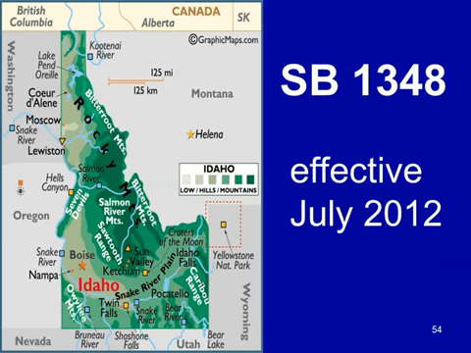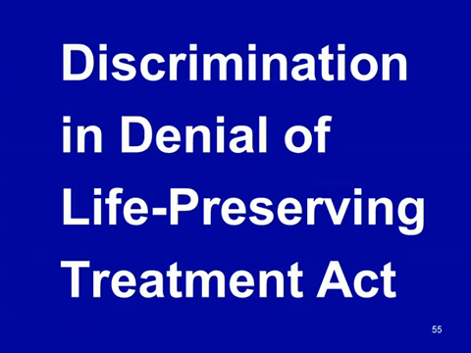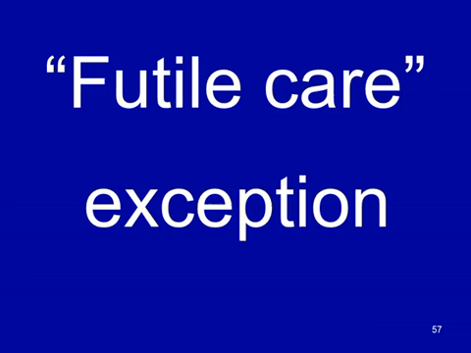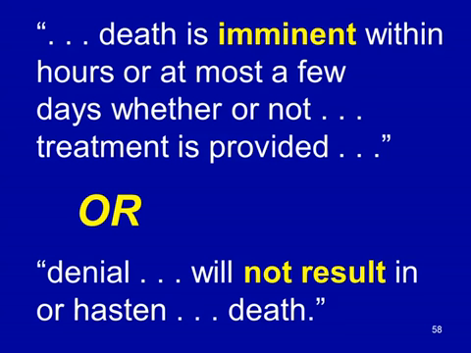Just a few weeks ago, in April, Idaho enacted a new law, effective in July. It's called the Discrimination in Denial of Life-Preserving Treatment Act. And it says health care may not be withdrawn or denied if its provision is directed by the patient's directive or by the patient's surrogate. Pretty categorical prohibition. Now, there is a fetal care exception to this prohibition, but it's pretty narrow.